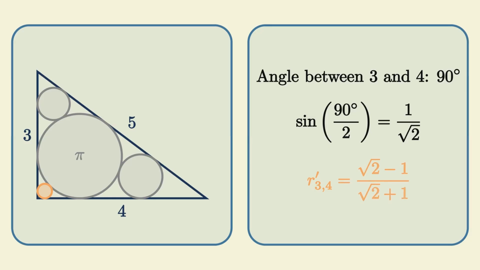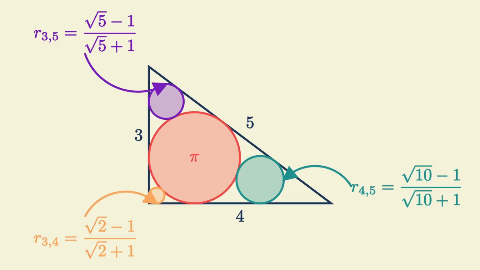It's surprisingly small. Square each radius, multiply by pi, and we have found the areas of all 4 circles inside the 3, 4, 5 triangle.